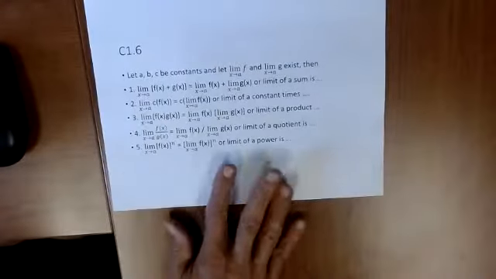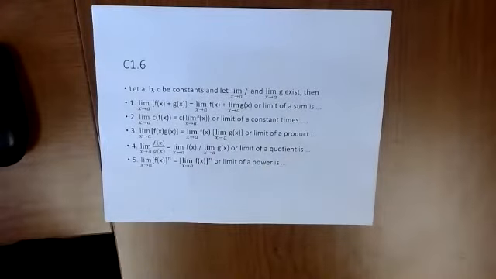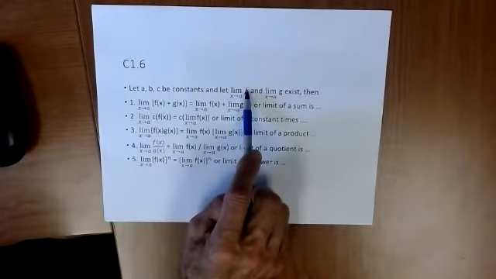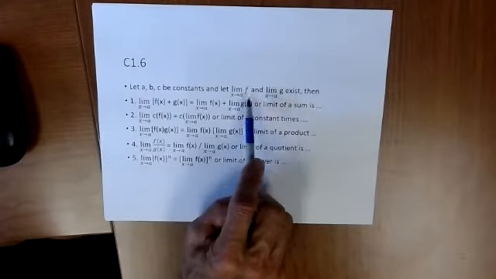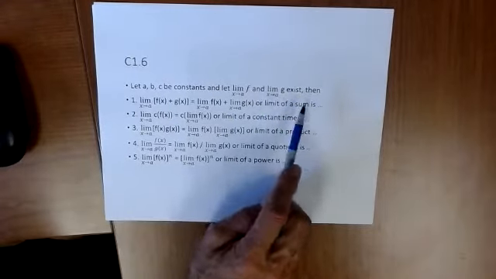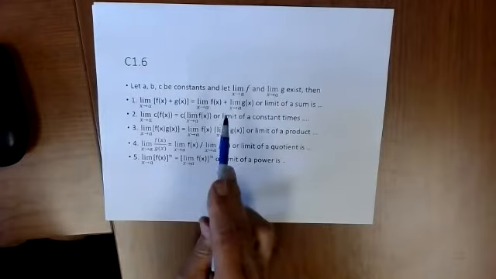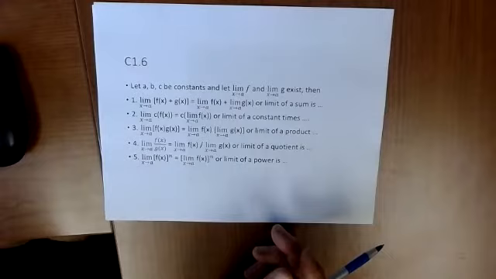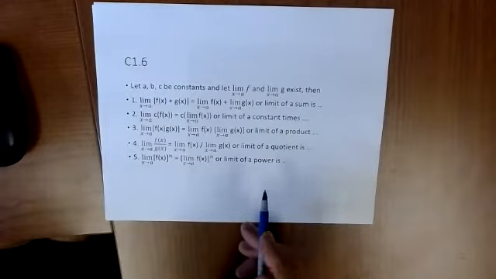Day 6 has limit rules. So here we're going to get started. We've got a, b, and c are constants, like real numbers. And we're going to let the limit of f as x approaches a and the limit of g as x approaches a exist. There are 5 theorems. I am not going to prove the theorems. I will show you a demonstration of each, and hopefully that will make it much easier.